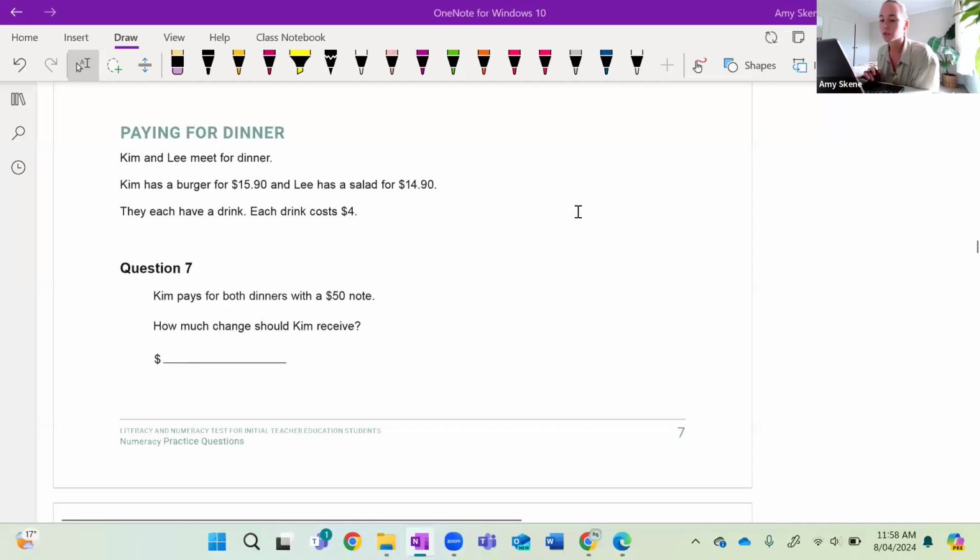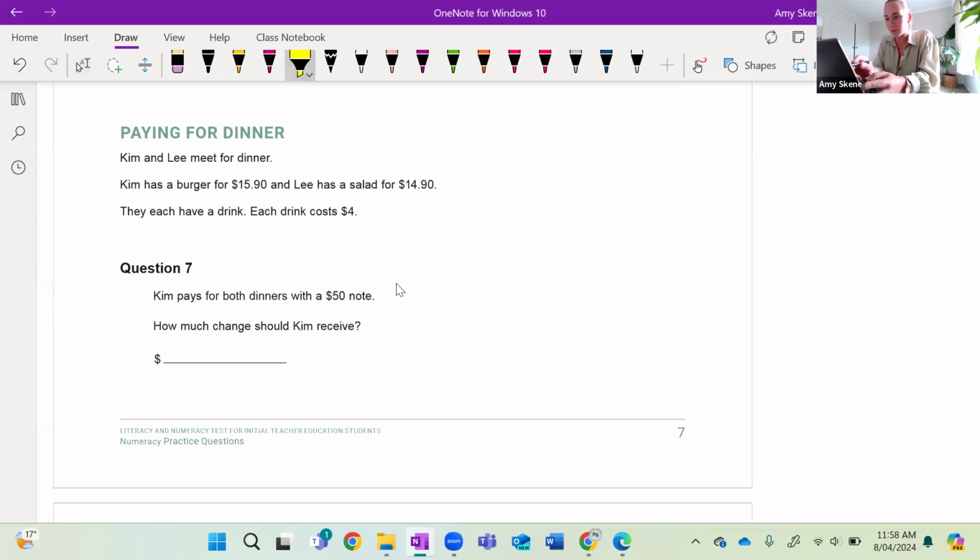All right, the next question is quite application-based, paying for dinner, somewhat relevant to your life. Question 7, Kim pays for both dinners with a $50 note. How much change should Kim receive? So she's paying for both. Kim has a burger for $15.90, Lee has a salad for $14.90. They have a drink and each drink costs $4. So given that they have 2 drinks there, this is the part that's going to trick you, you need to multiply that by 2, which is equal to 8.